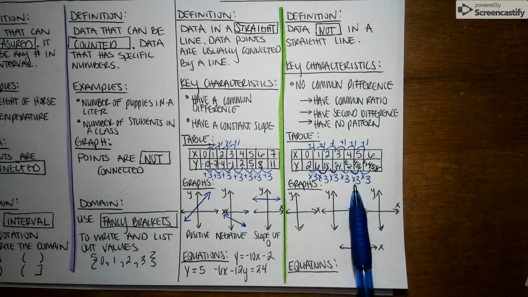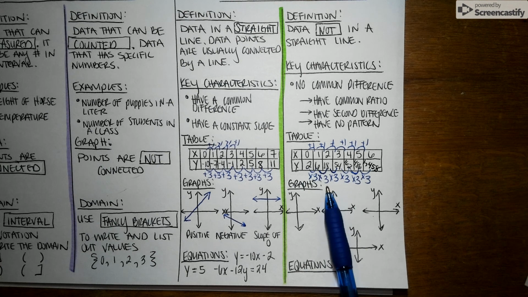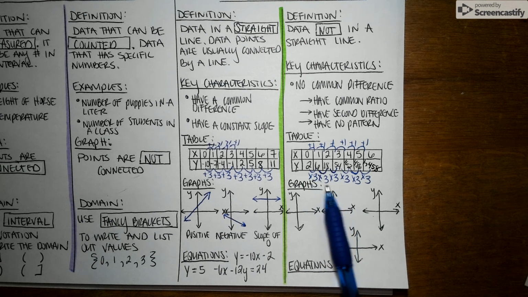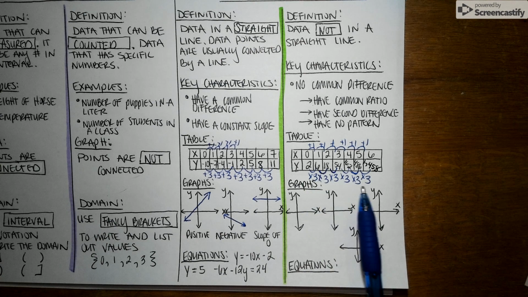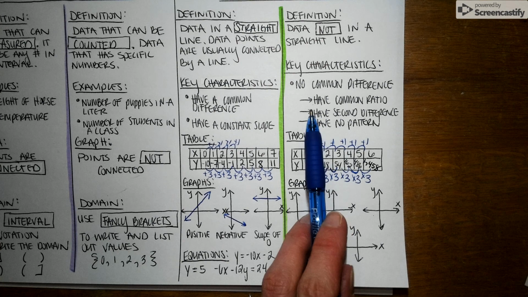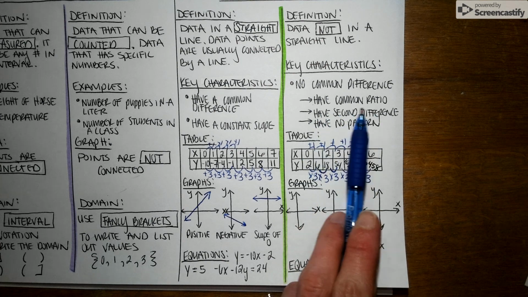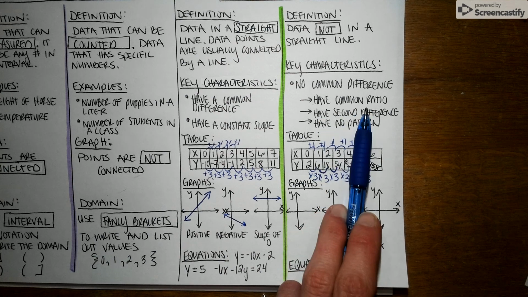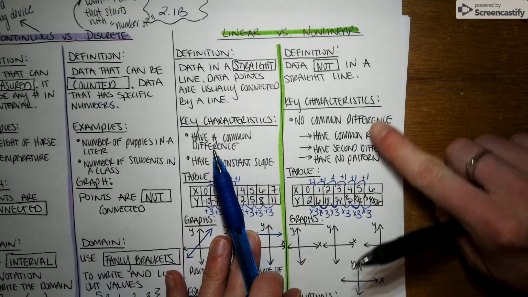So now instead of having an adding or subtracting pattern, I have a multiplying pattern. So whenever I have a multiplying pattern where I'm multiplying by the same number every time, that's what's called having a common ratio. So because this table has a common ratio, it is a nonlinear function.